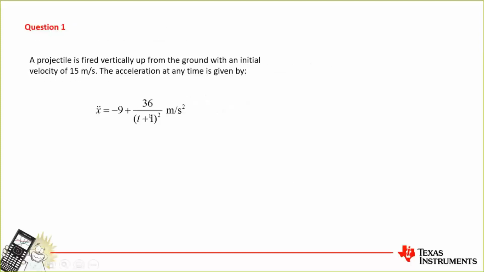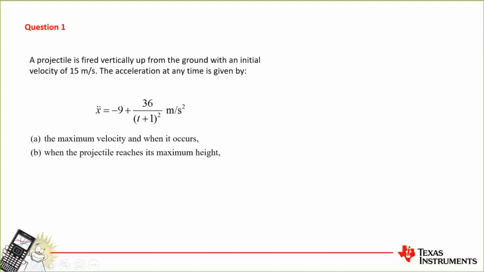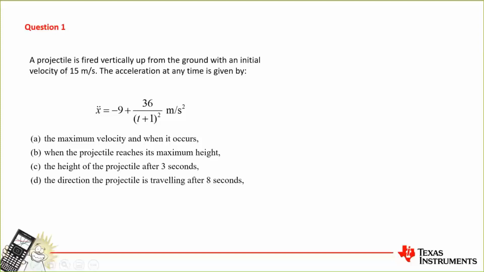Still continue with the projectile, and we assume that the motion is just in the vertical direction, and we'll try to answer a few questions and see how the calculator can help us to find the maximum velocity, when it occurs, when the projectile reaches its maximum height, the height after 3 seconds, the direction the projectile is traveling after 8 seconds, and displacement and distance after 8 seconds. So let's switch to the calculator.